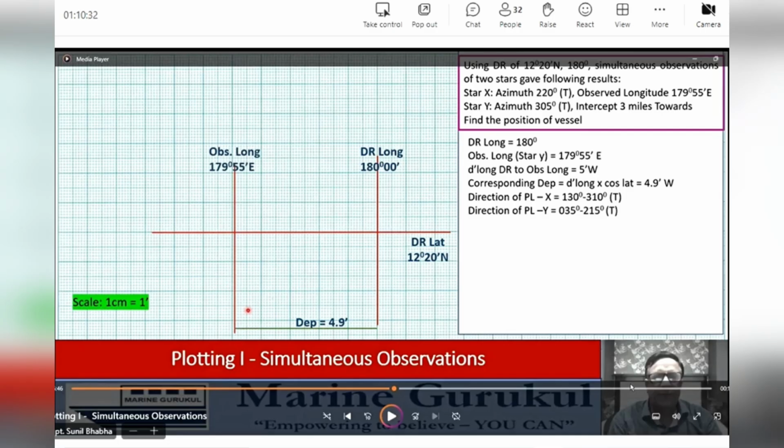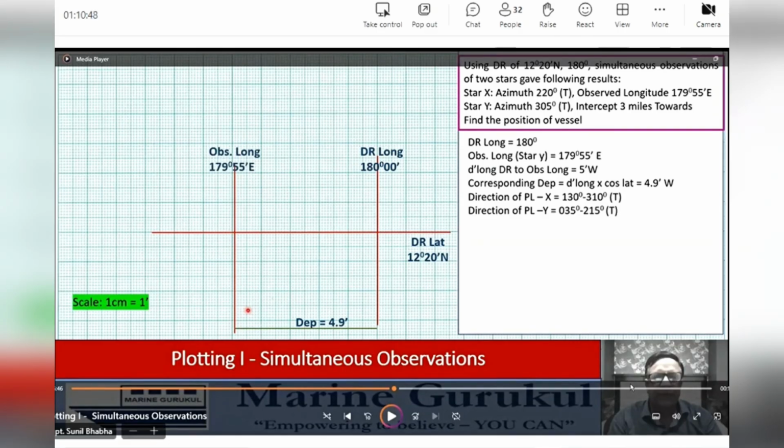It is not possible, beta. With DR lat and observed long you will not be able to plot the intercept because intercept requires the DR position. So for intercept we need the DR lat and DR long combination also.